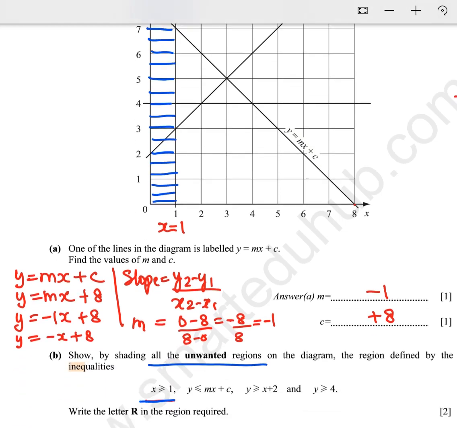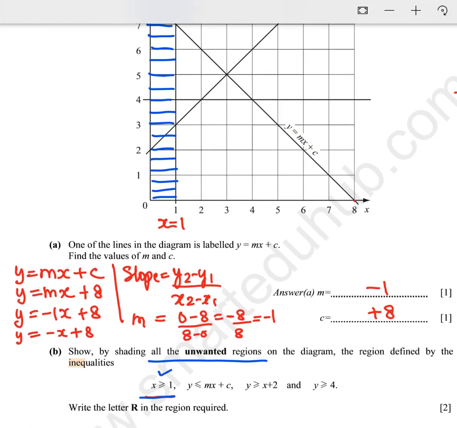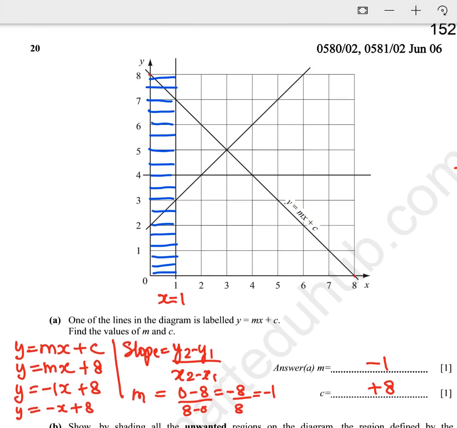Okay, now this is done. Similarly, y is less than or equal to mx plus c. So I'm going to shade everything that is above y equals mx plus c. So everything above y equals mx plus c will be shaded. So this is what is supposed to be done.